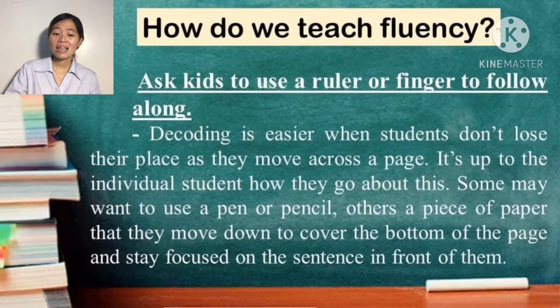Second is ask kids to use a ruler or finger to follow along. Decoding is easier when students don't lose their place as they move across the page. It's up to the individual student how they go about this. Some may want to use a pen or a pencil. Others, a piece of paper that they can move down to cover the bottom of the page and stay focused on the sentence in front of them.